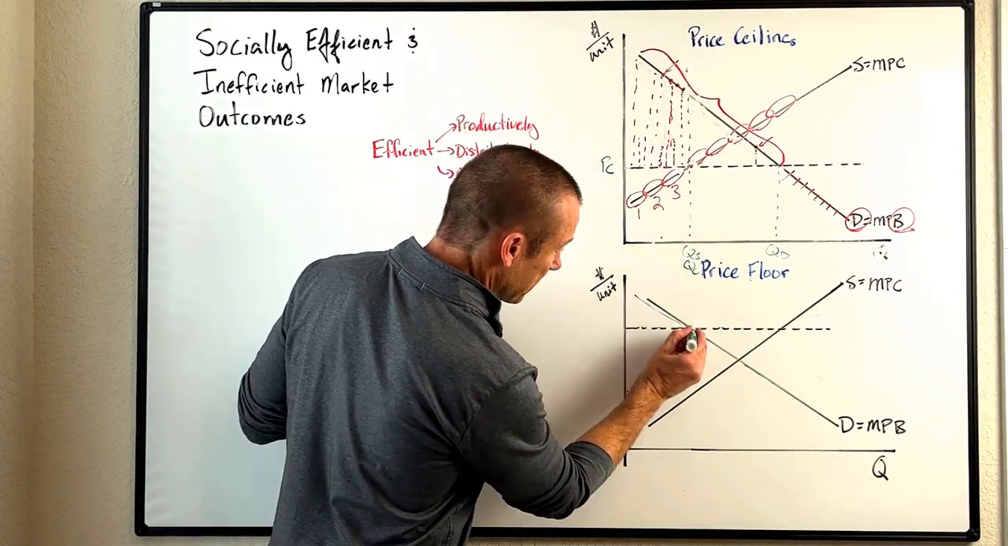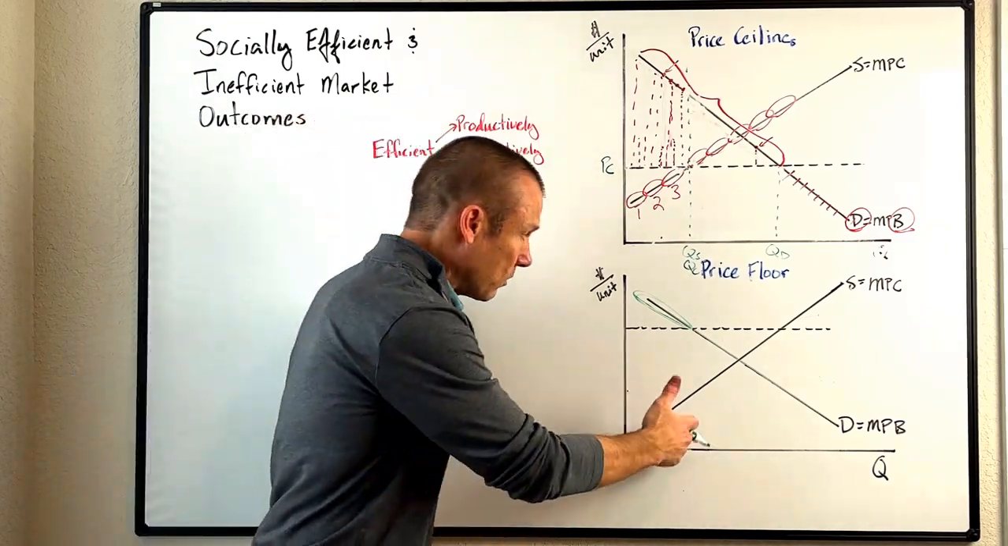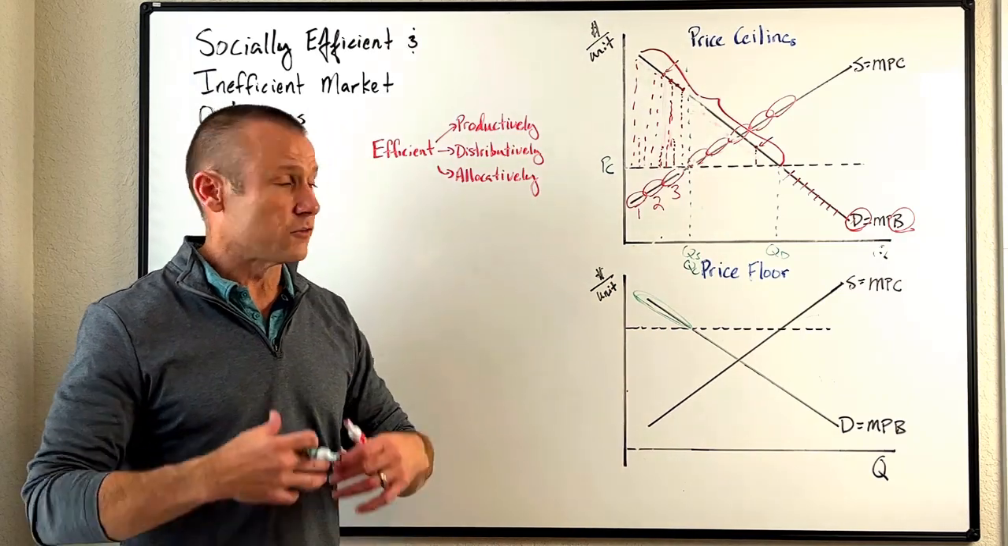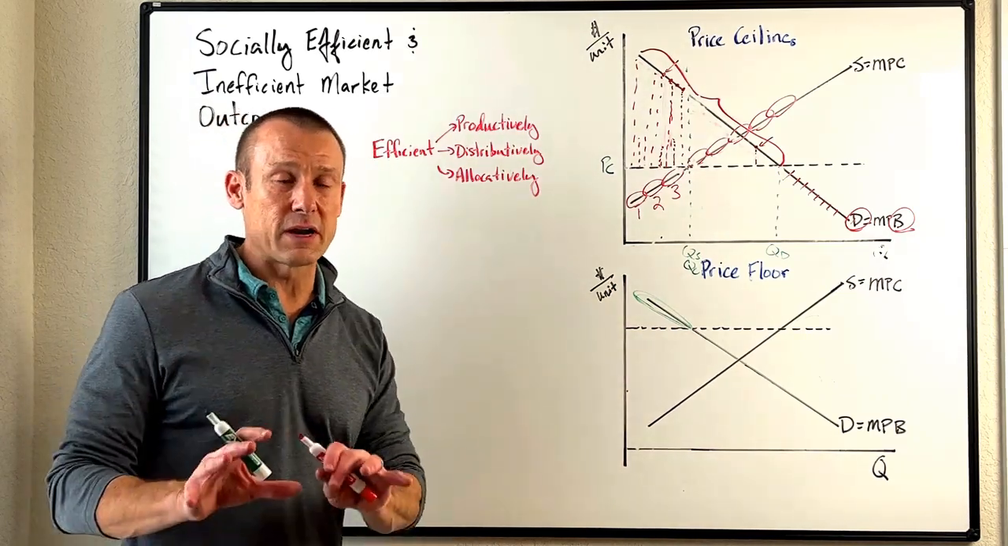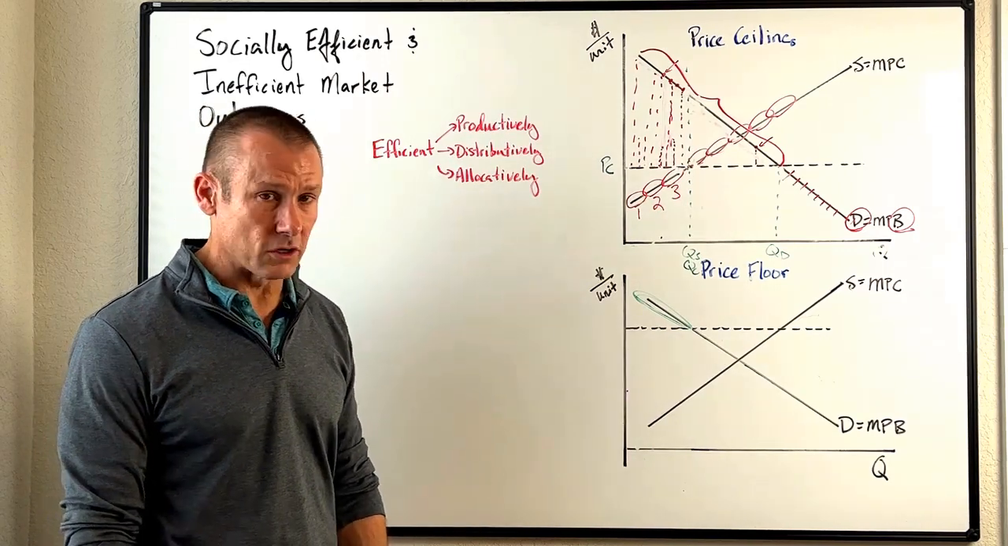Because only people represented by this portion of the demand curve are going to get it, and they are the ones that put the highest benefit on the good. They're the ones that put the highest benefit, so you're distributively efficient. Price is rationing the good when it comes to the distribution of the good.